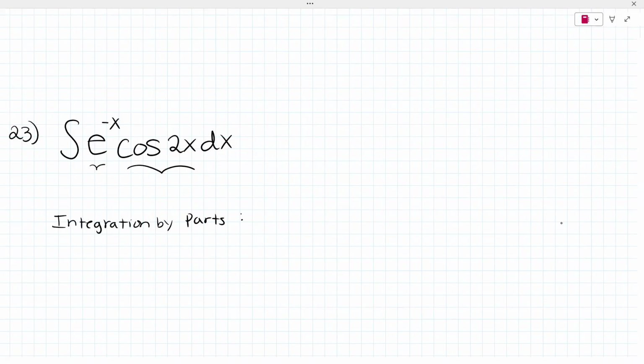Or also known as ILATE. So what do you think our u and what do you think our dv is going to be? I think our u is going to be cosine of 2x. So our u is going to be cosine of 2x, and then our dv is the leftover. So our dv is going to be e to the negative x dx, right?